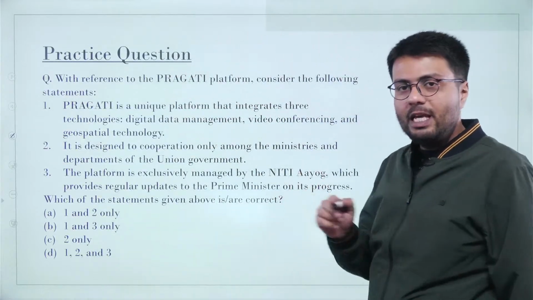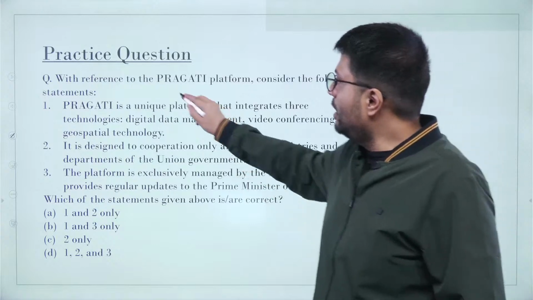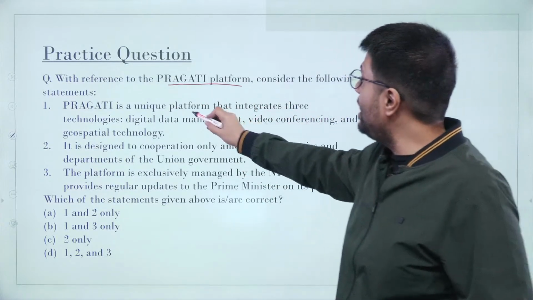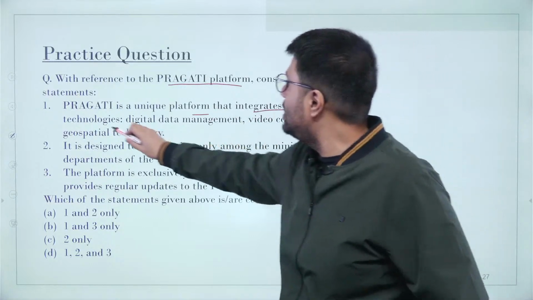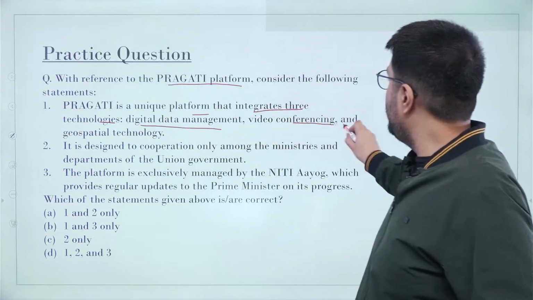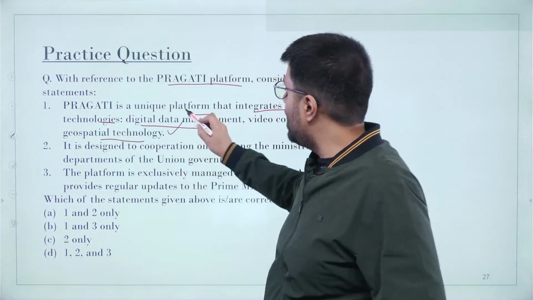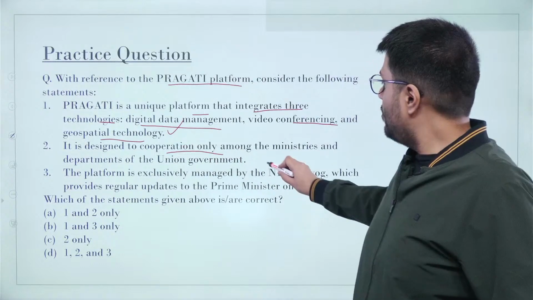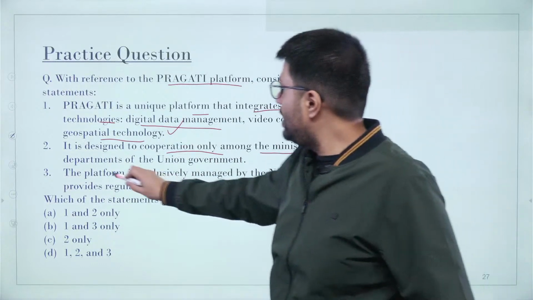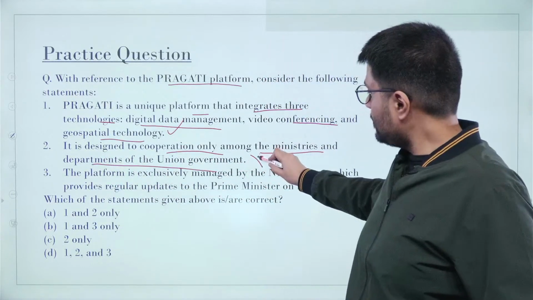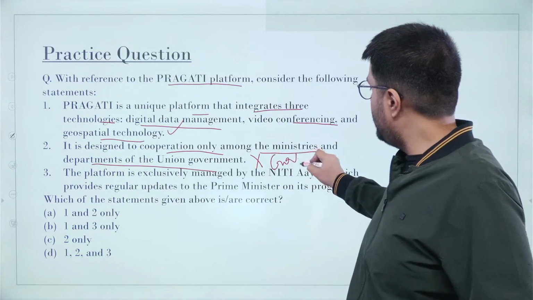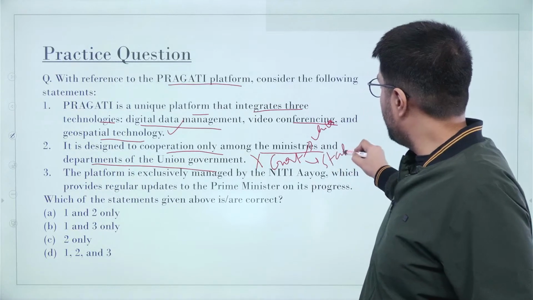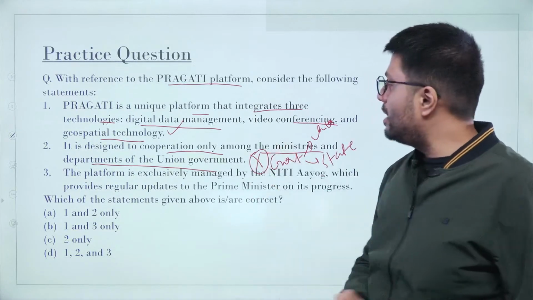Now let us solve the practice question. With reference to the Pragati platform, consider the following statements. It is a unique platform that integrates 3 technologies: digital data management, video conferencing and geospatial technology. A correct statement. It is designed for cooperation only among the ministries and departments of the union government. Incorrect. It also takes into account both union as well as state governments. So the second statement here is incorrect.